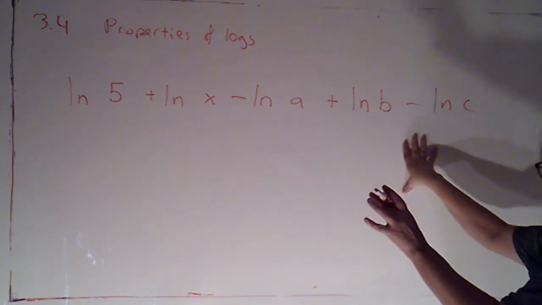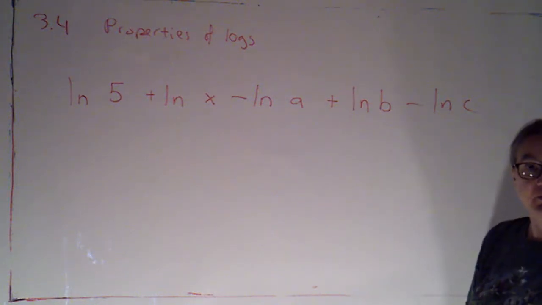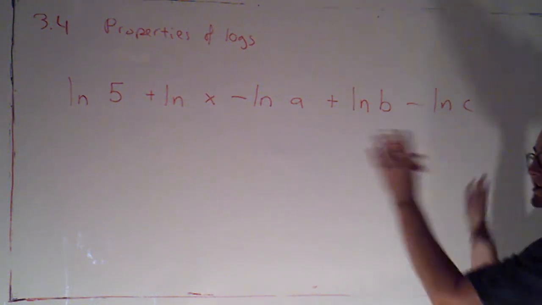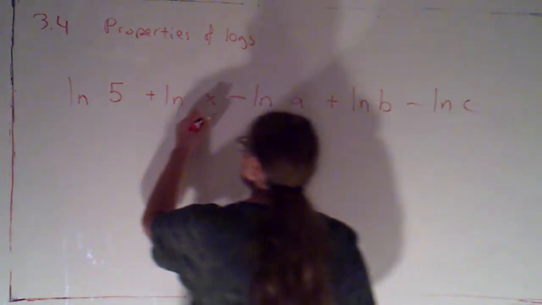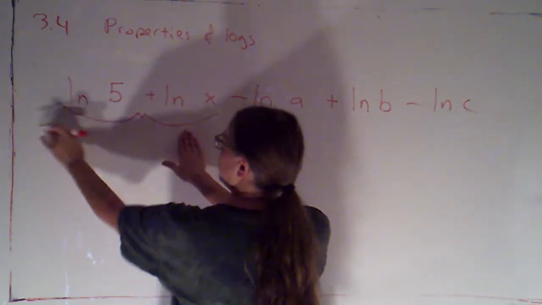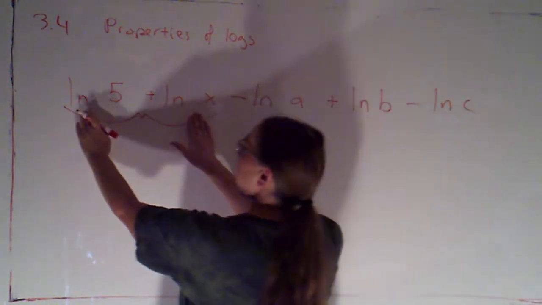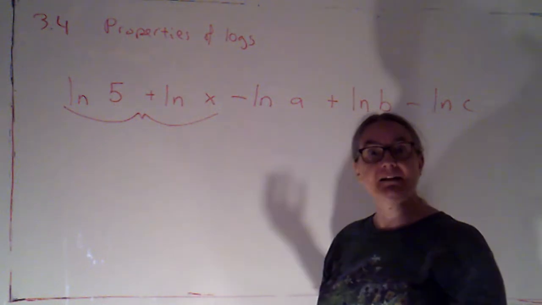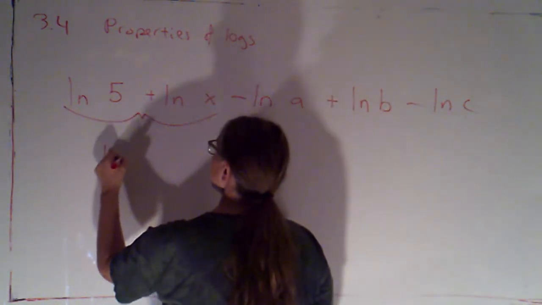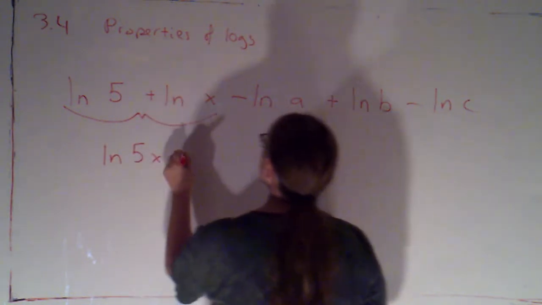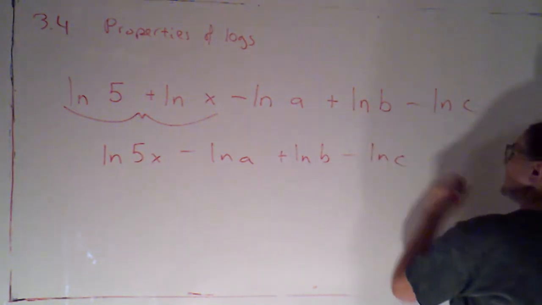I'm going to work through this one just doing the addition and subtraction from left to right, one piece at a time, so that we can understand why the shortcut works. So, if I were to just do the addition and subtraction across from left to right, here I would say I'm adding logs. Adding logs means adding exponents. That corresponds to multiplication. So this will become the natural log of 5x minus the natural log of a plus the natural log of b minus the natural log of c.